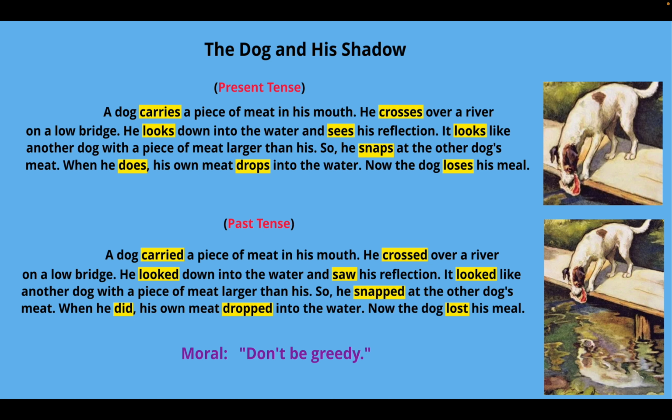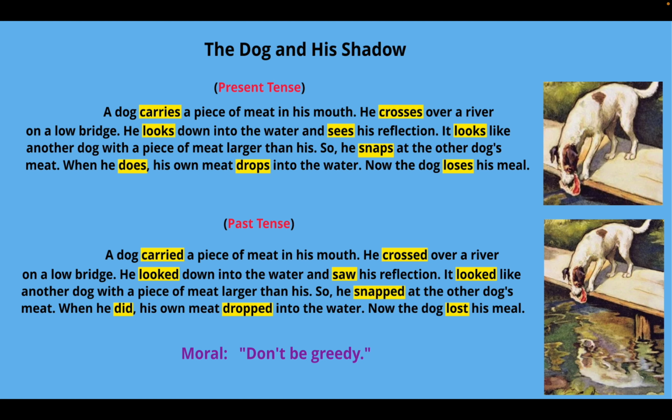So, he snaps at the other dog's meat. When he does, his own meat drops into the water. Now, the dog loses his meal. So, we have described all the events saying that they are happening right now. So they are in the present tense. Now let's convert all those verbs into past tense.